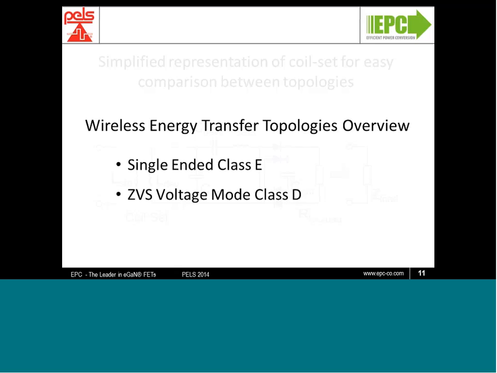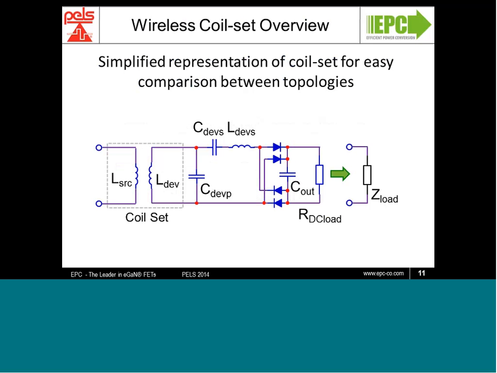Before we get into the topologies, we want to make it simpler to understand these topologies. So we're going to take the entire coil set, which is untuned on the source side, but tuned on the device side, and it will include the rectifier, output capacitance, and the DC load, which can vary. And we will lump that all into a single complex element, and we call that Z load. So whenever you see this symbol, this is what's behind that symbol.